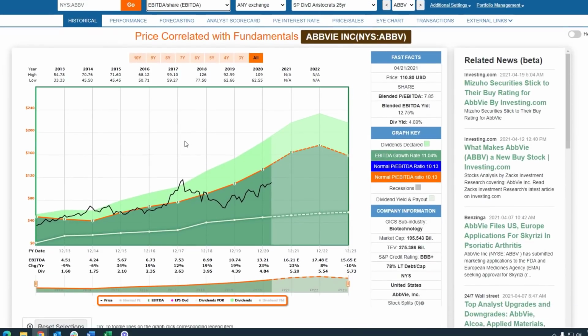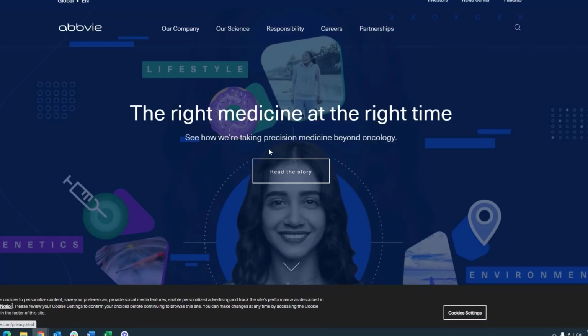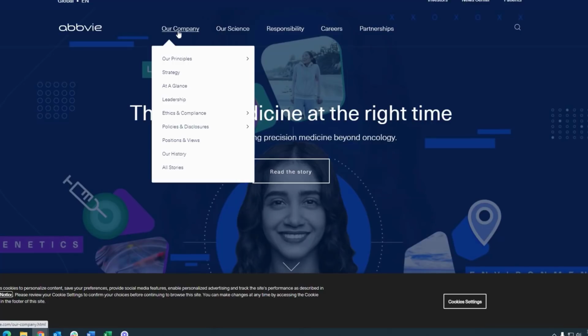So now my inquisitive mind says, I want to know something about this company. So with the external links functionality of FastGraphs, I've designed it so the very first place I can go to is the company's website. Now, I would spend a lot of time on the website of a company, especially one that I wasn't familiar with, and I would try to get to know the company as much as I could.